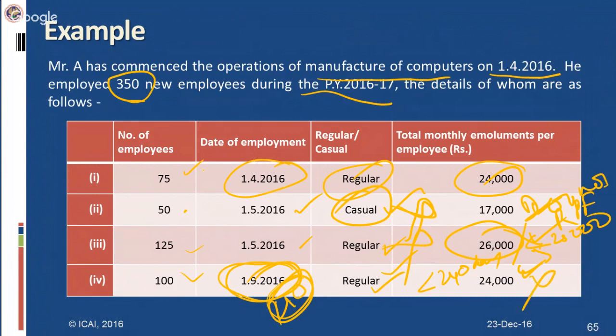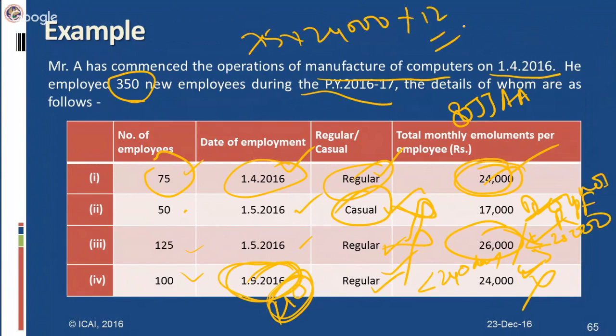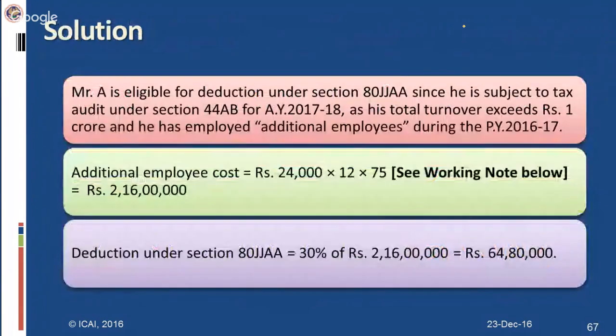So in the first case, they are employed for the whole year. They are regular employees. They participate in provident fund. Their total emoluments are also less than 25,000 per month. So in respect of these employees alone, deduction under 80JJAA will be available. So what is the deduction under 80JJAA? Additional employee cost is 75 employees into 24,000 per month into 12 months. So what does this figure come to? 75 into 24,000 into 12 comes to 2.16 crores. And deduction under this is the additional employee cost, 24,000 per month salary into 12 months into 75 workers.